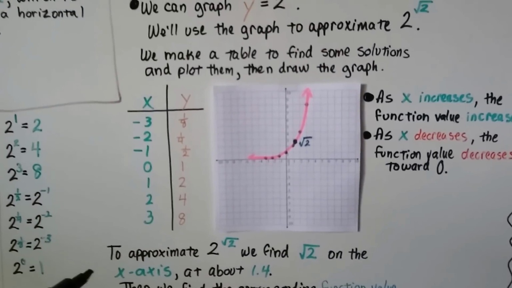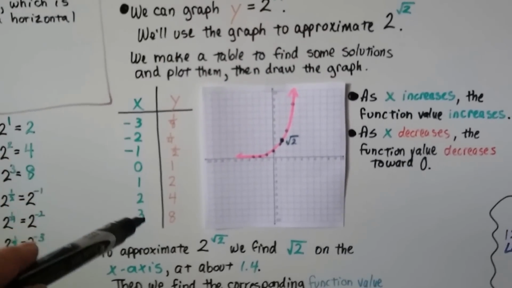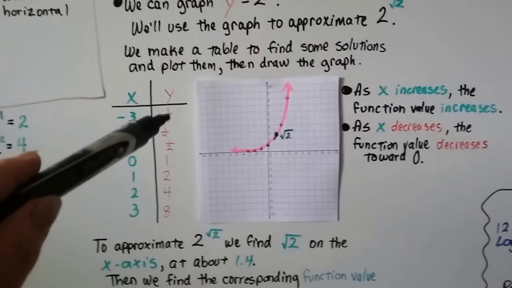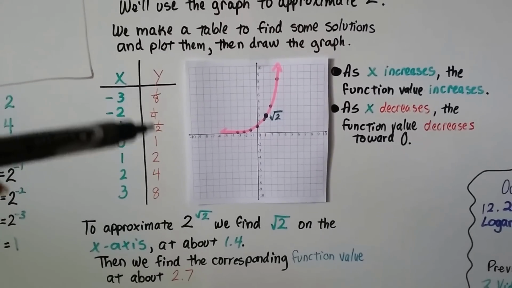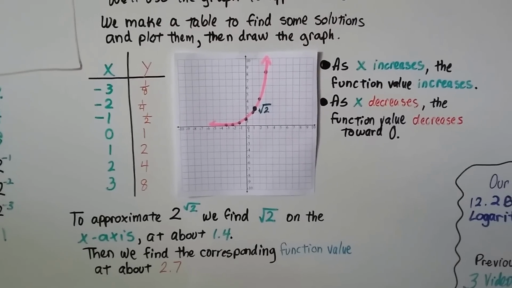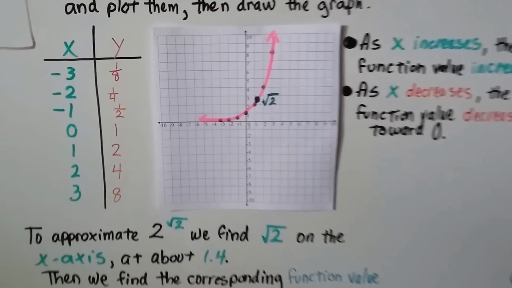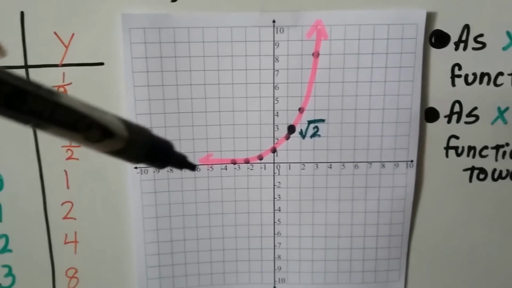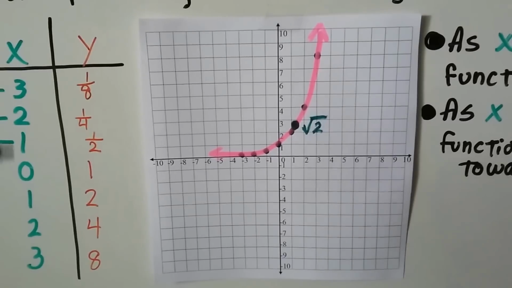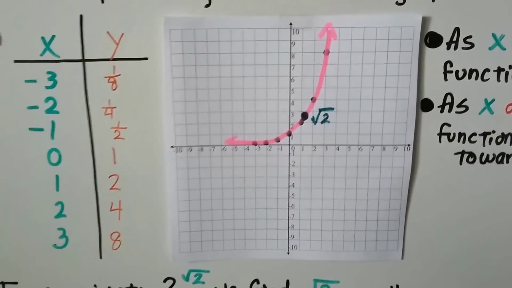And as x increases, the function value increases. And as x decreases, the function value decreases towards 0. So this ends up being our graphed line. Look at this. We have this nice curve, and we graphed and plotted our points, and that's what we got.